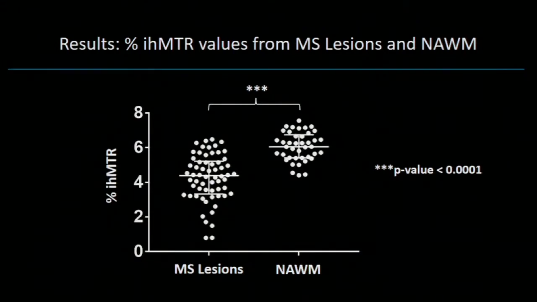Then we quantitatively compared ihMT ratio values from MS lesions and from the normal appearing white matter from the MS patients, and we observed a significantly lower ihMT ratio from MS lesions compared to the normal appearing white matter.